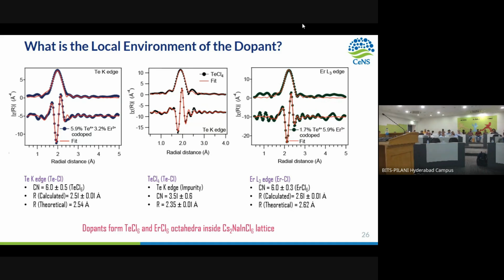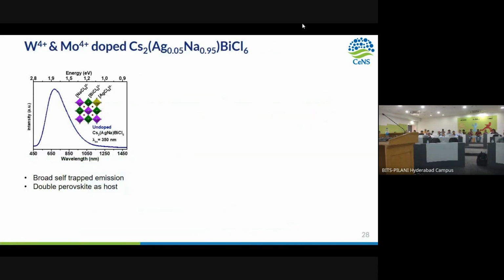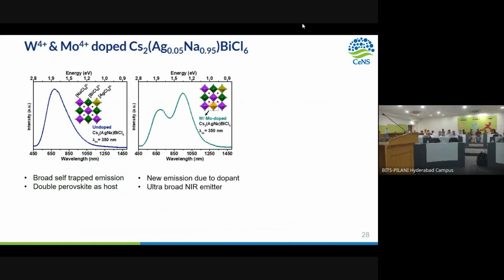Okay, so for the next 2 minutes, I'll give another example. Again, the story is very similar. Here the material is different: at the B site we have 2 different monovalent cations, silver and sodium, and this is the cesium silver sodium bismuth chloride system. Here the interesting property is that when we dope with tungsten or molybdenum, the emission they are able to tune is a broadband SWIR type of emission. That is how the material is interesting in this case.